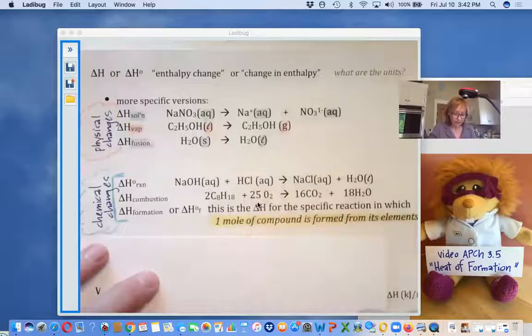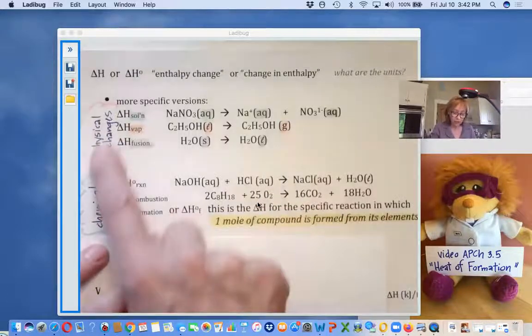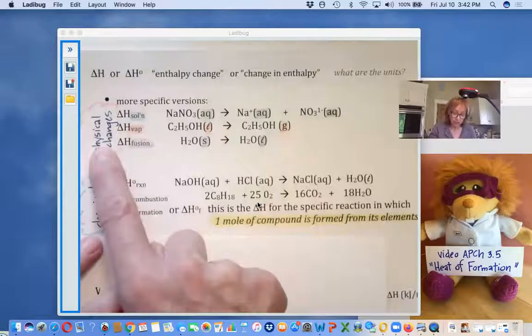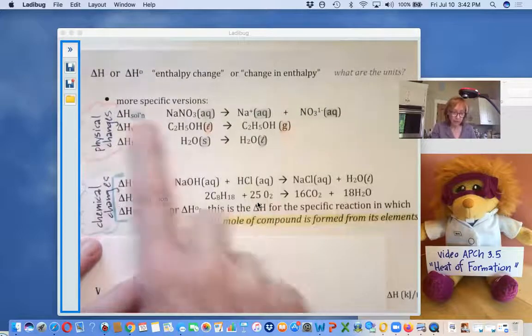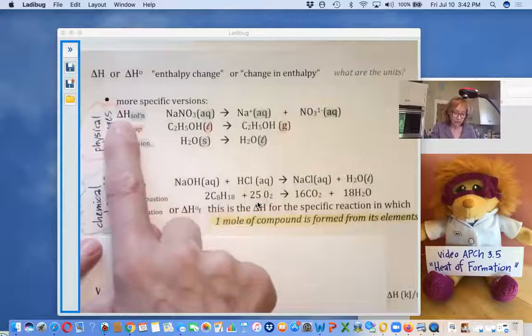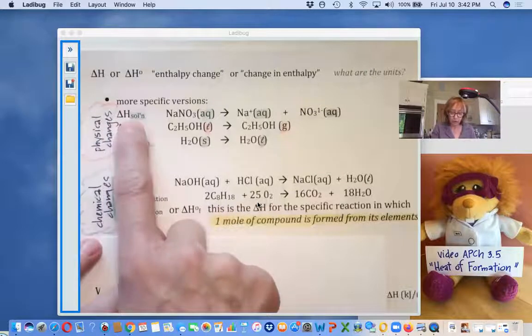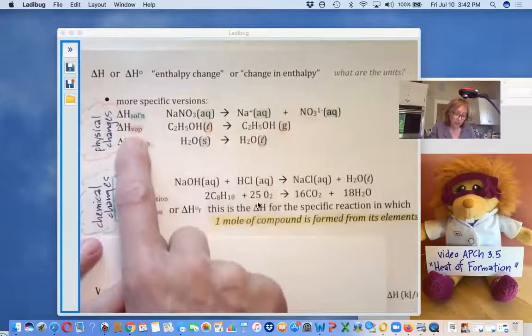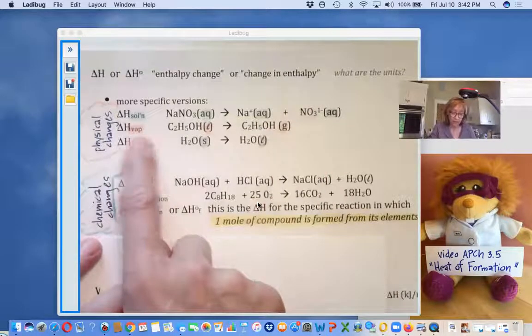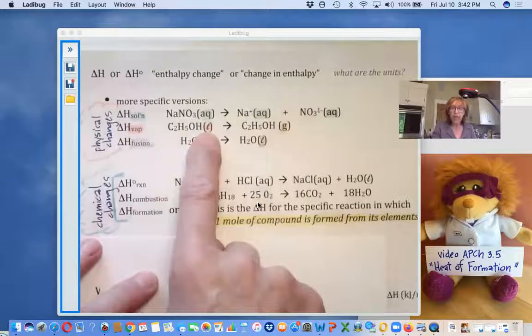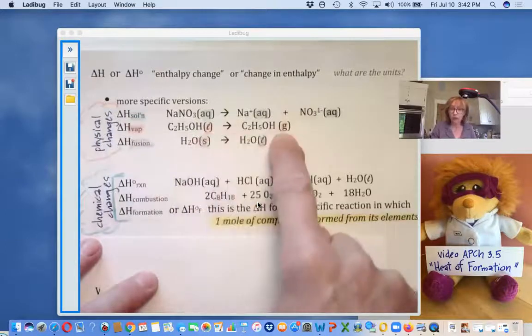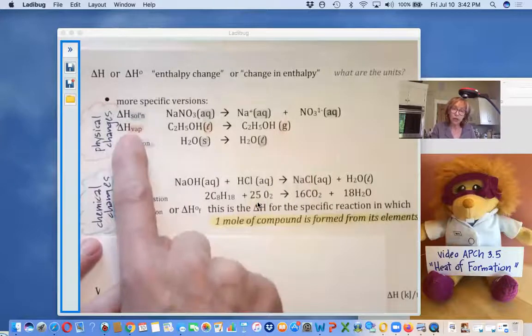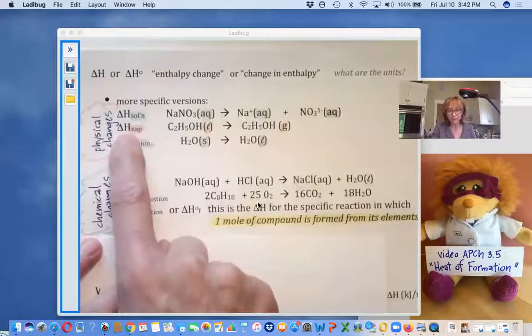So, we've looked at physical changes and the enthalpy changes that accompany those. Specifically, we've done some work with enthalpy of solution. Here's a dissolving process. We could also look at the enthalpy change in a process where a liquid simply turns into its vapor. That's a physical change. The enthalpy change involved is called enthalpy of vaporization.